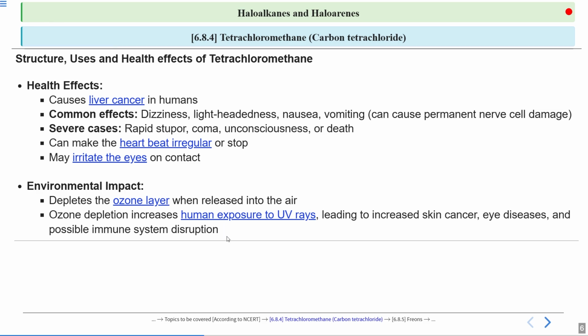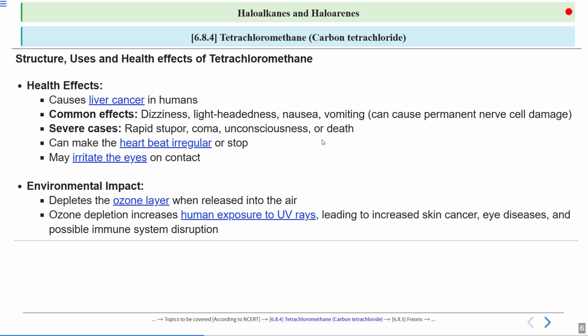They come directly from the sun, and if there is ozone depletion, they can directly enter the atmosphere of the earth and reach people, coming in contact with their skin, their eyes, and their immune system. It can destroy everything. It can cause skin cancer, eye disease, and possibly disrupt your immune system. So this is the cause of concern with ozone depletion: it will increase human exposure to UV rays. UV rays can now directly expose human beings without any protection of the ozone layer.